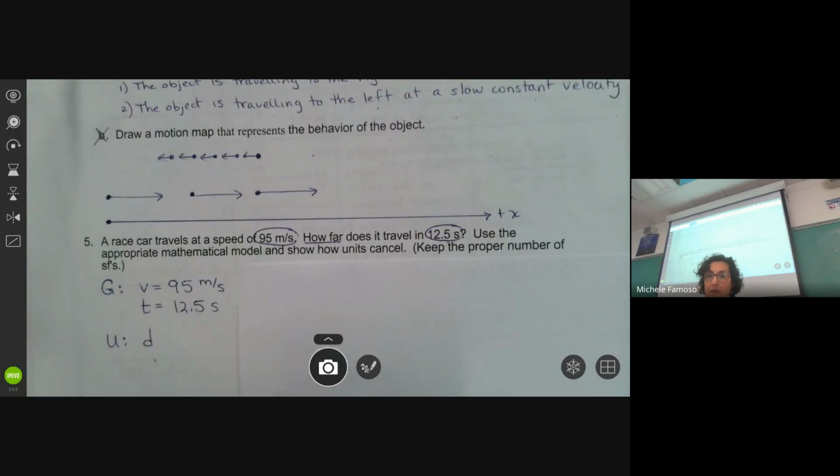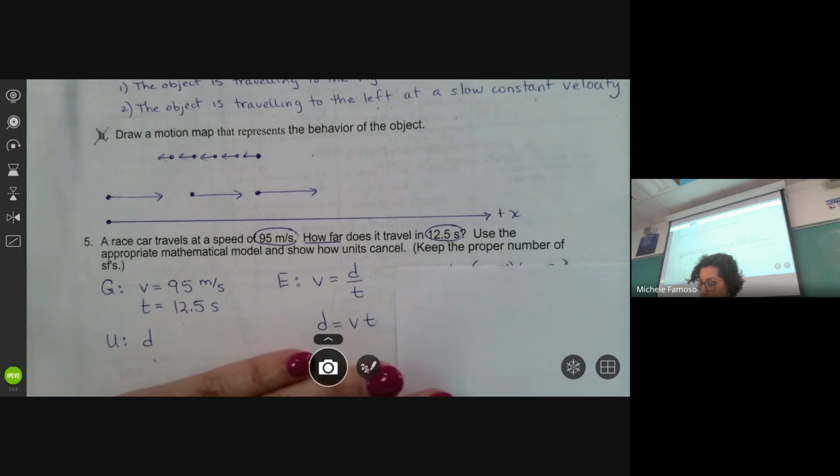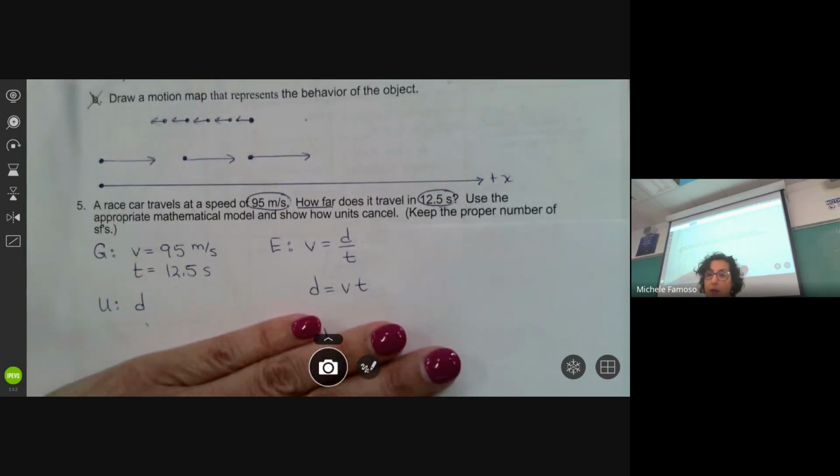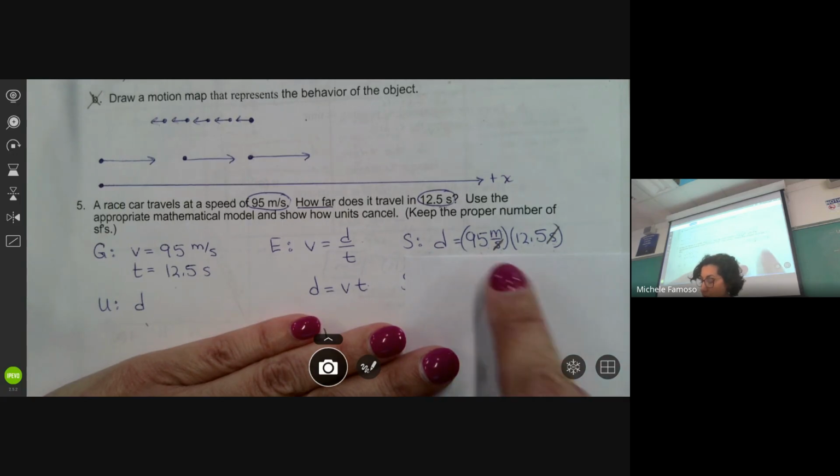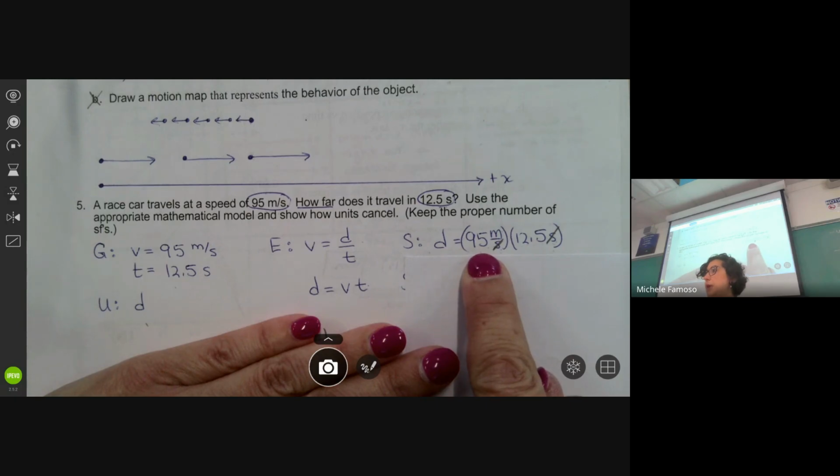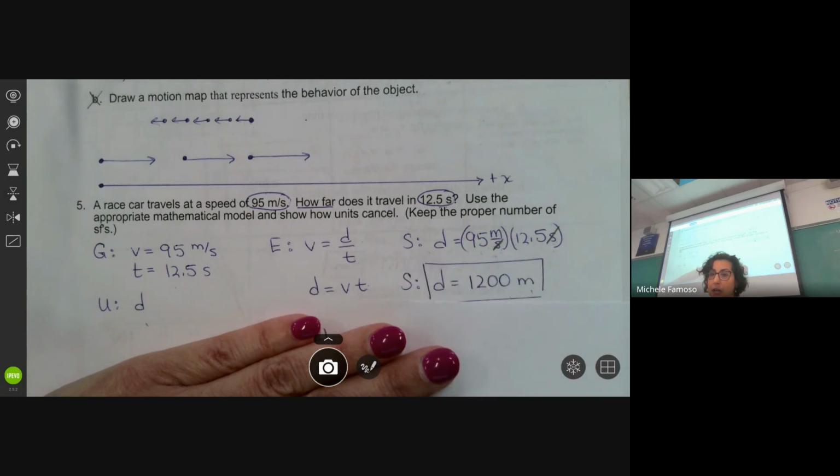Okay, number 5, GUESS method. The speed v is 95 meters per second. The time t is 12.5 seconds. The unknown is d, distance. How far is distance? So we're going to use the equation: speed is distance over time. So the distance is speed times time. Now we're going to plug in 95 meters per second times 12.5 seconds. We're going to get an answer with 2 sig figs because of the 95. Round your answer correctly, you get 1,200 meters.